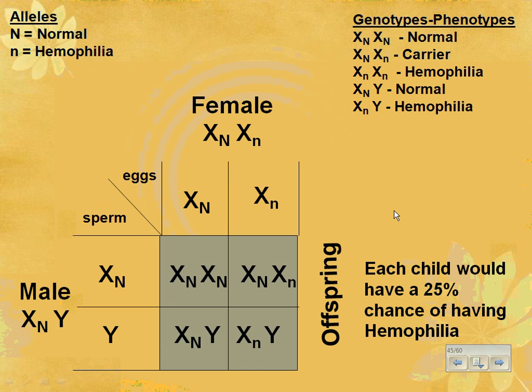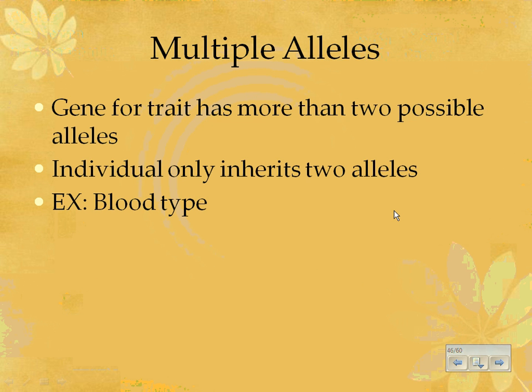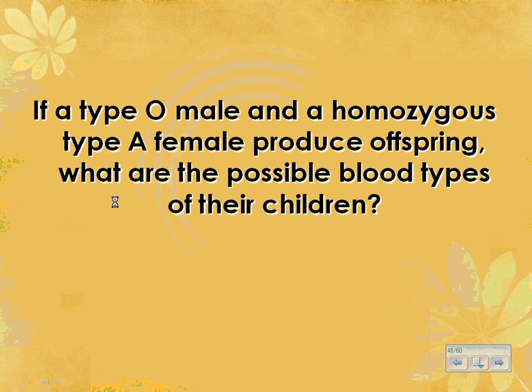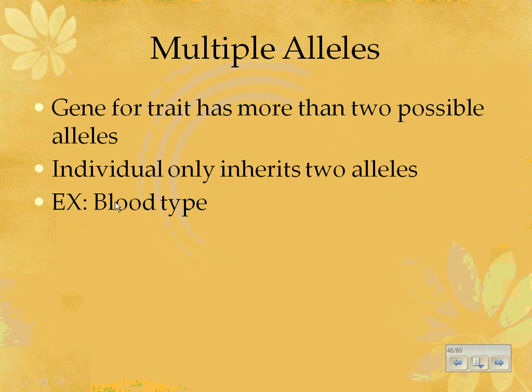Another example of exceptions to Mendel are multiple alleles, and this is what we deal with in blood types. Individuals only inherit 2 alleles. So in this case, we have 2 alleles that are dominant over the other. Make sure you get this information down.